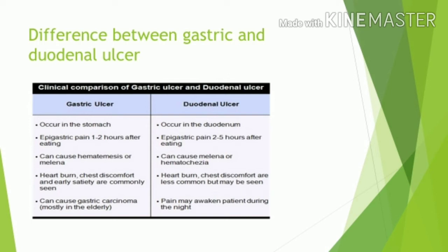In gastric ulcer, heartburn and chest discomfort are commonly seen. Less common in duodenal ulcer. Gastric ulcer can cause gastric carcinoma, mostly in the elderly. Pain may awaken the patient in the night.